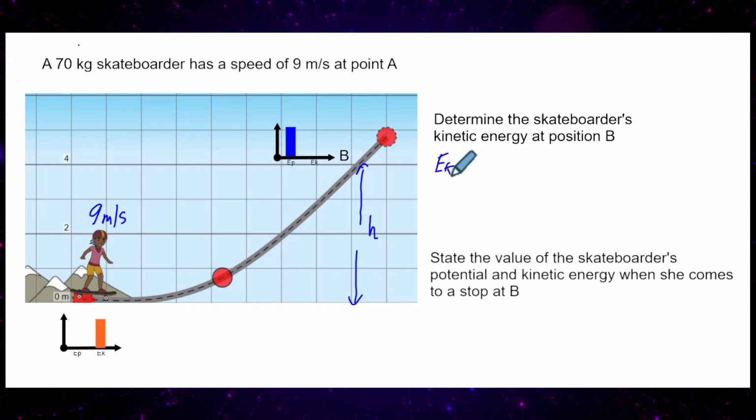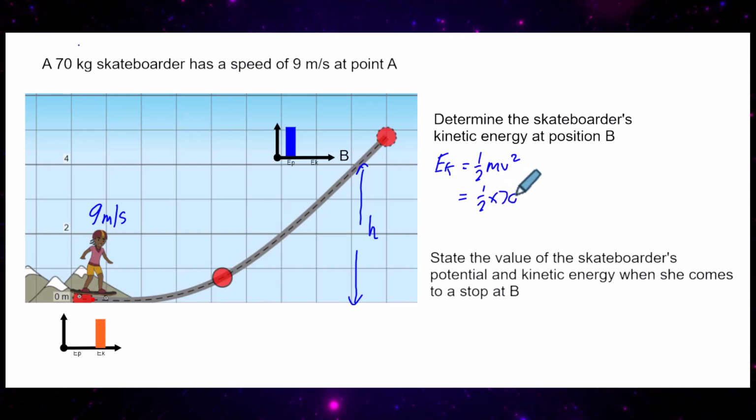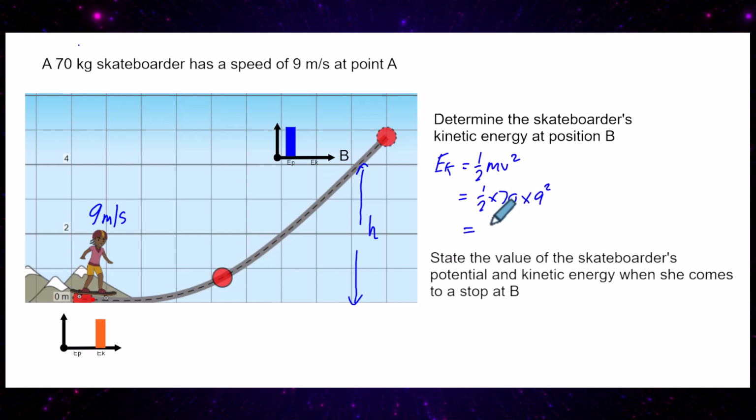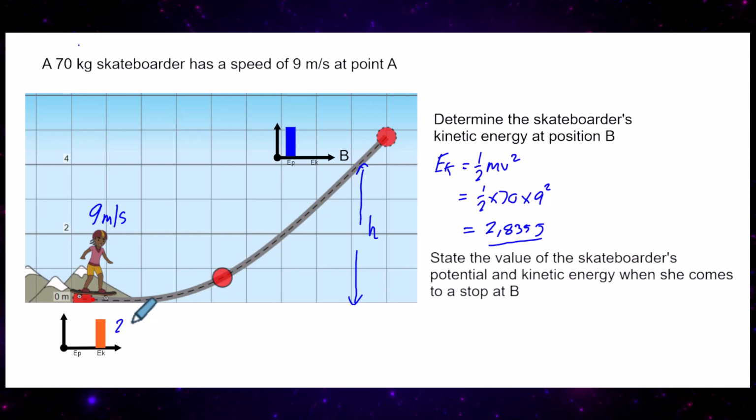The kinetic energy Ek is going to equal 1/2 times the mass times the speed squared. So that's going to be 1/2 times the mass of the skateboarder, 70, times the speed squared, which is going to be 9 squared. Don't forget the squared there. And we do that in a calculator, we get a kinetic energy of 2,835 joules. So she's going to have 2,835 joules of kinetic energy.